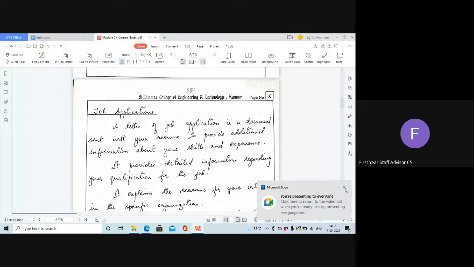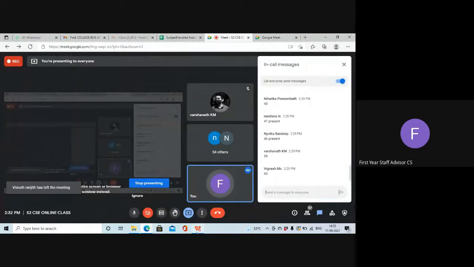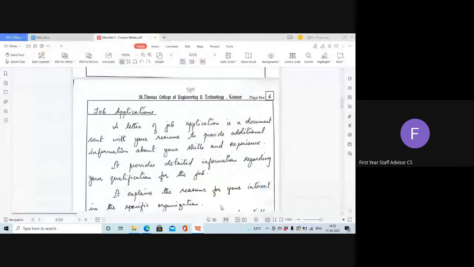Now job application letters. Can you see the screen? A letter of job application is a document which is sent along with your resume. Whenever you want to apply for a particular job, you send your resume. But along with your resume, you will have to send an application letter also, and that letter is called a job application letter.